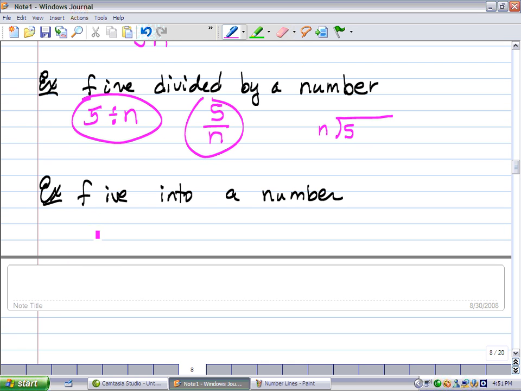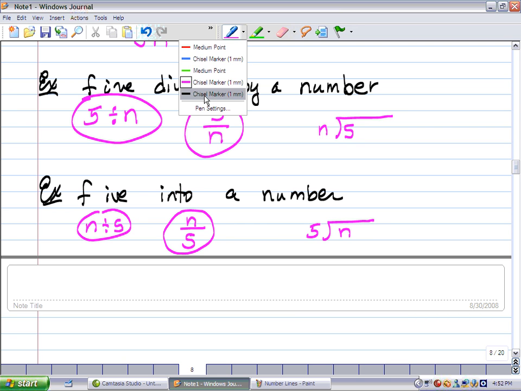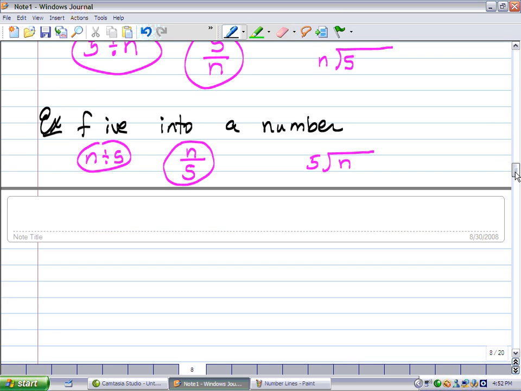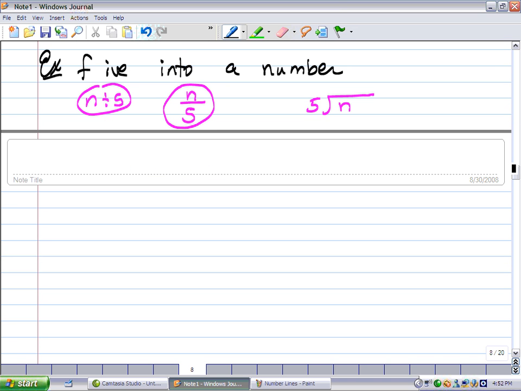5 into a number would be the other direction. 5 into it, which makes sense with the long division symbol. But we're talking about writing it as a fraction or division. Okay, so be careful with the less than and 5 into symbols. What about twice?